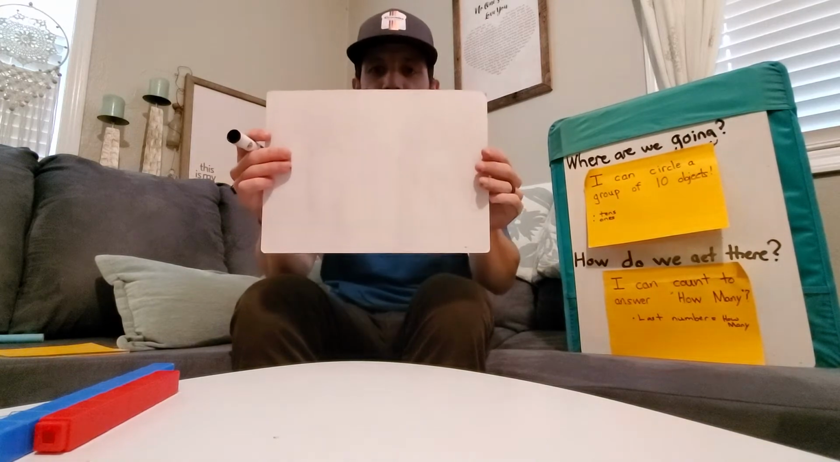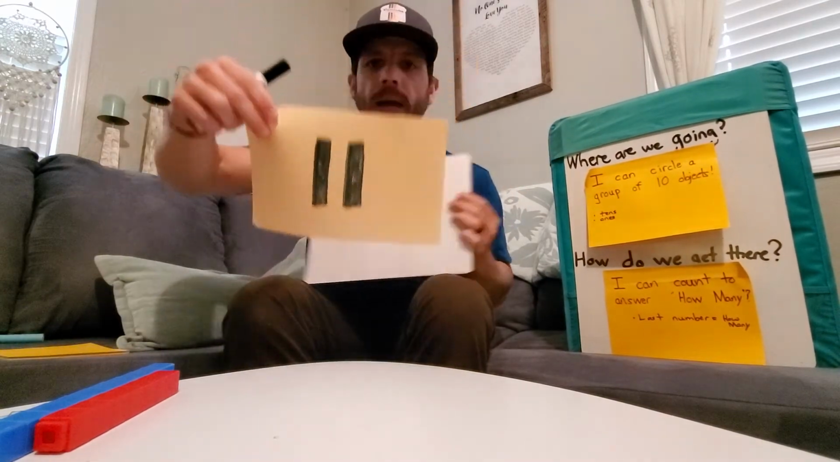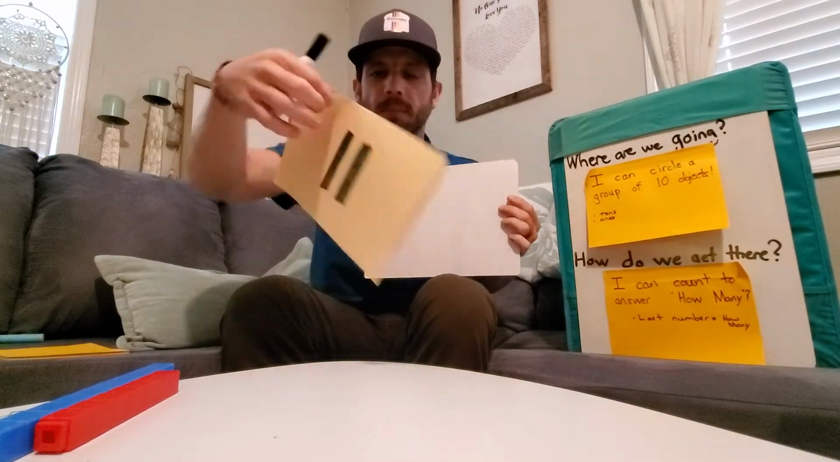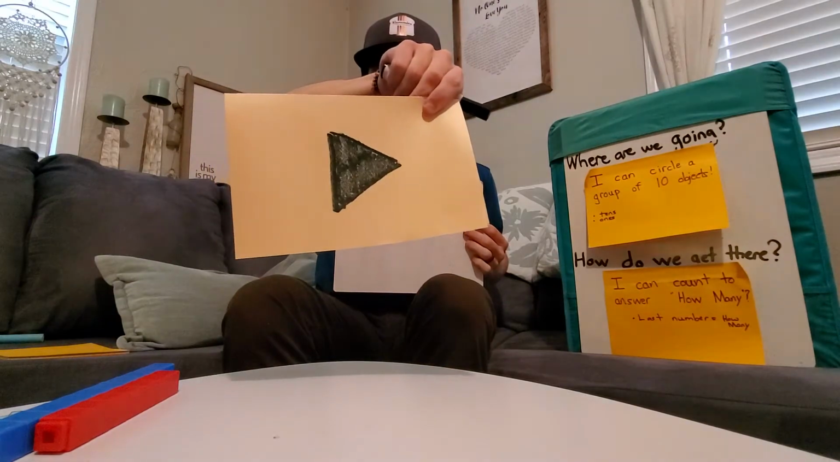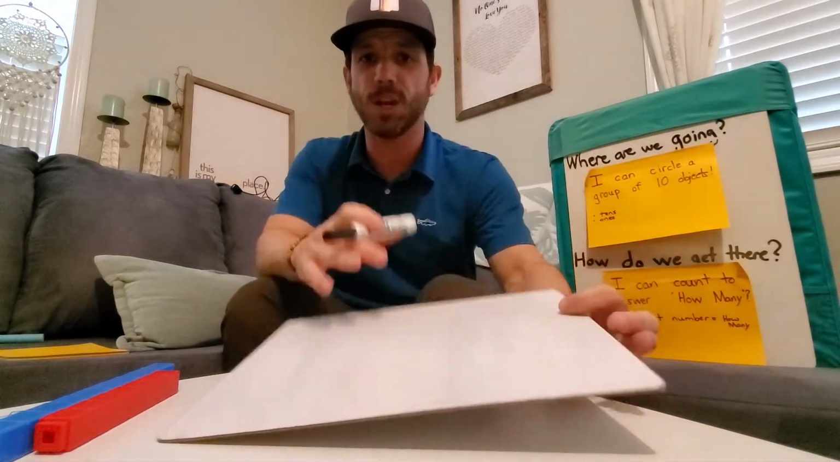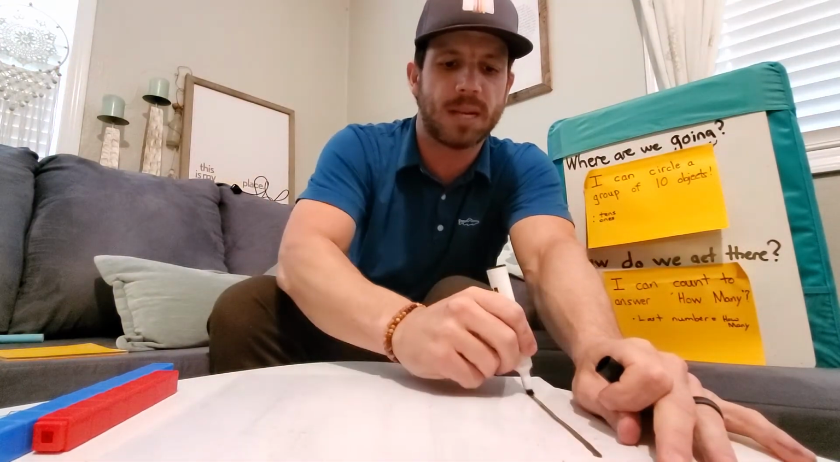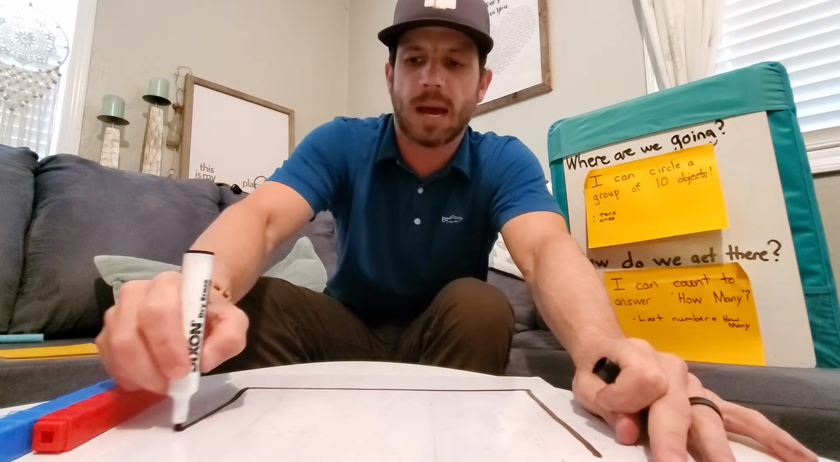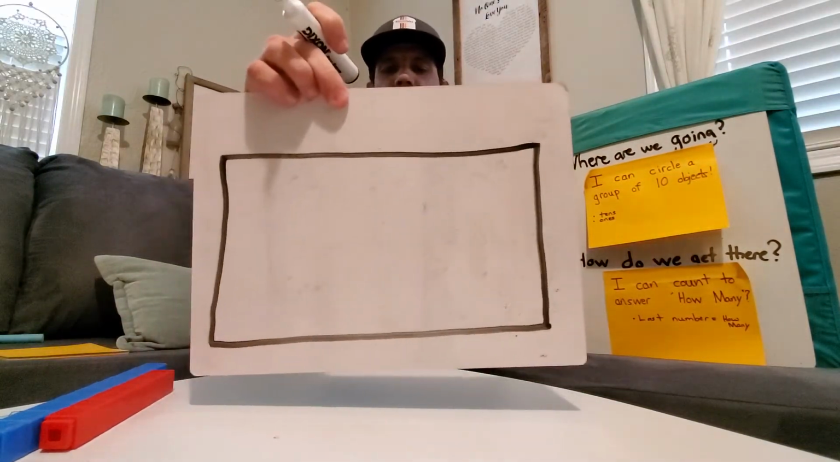So first thing you need to do for a 10 frame is hit pause and go get a sheet of paper and a pen. And when you get back, hit play. All right, play. We got our sheet of paper and our pen. First thing you're going to do is draw a big rectangle. Now, a rectangle is like a stretched out square. It's got 4 sides and 4 corners. That is what you want first.